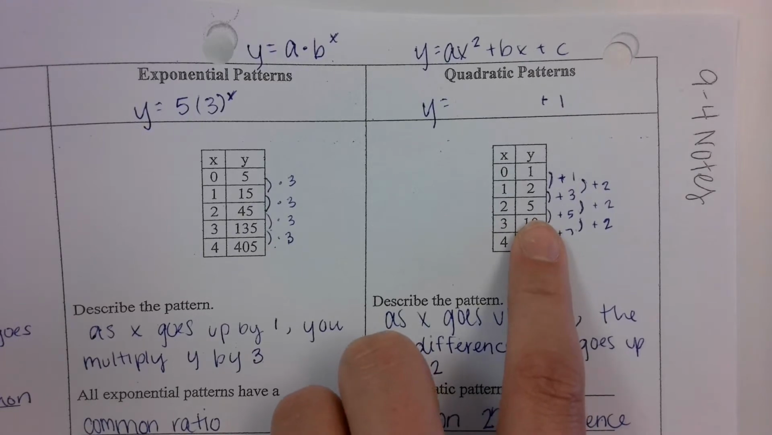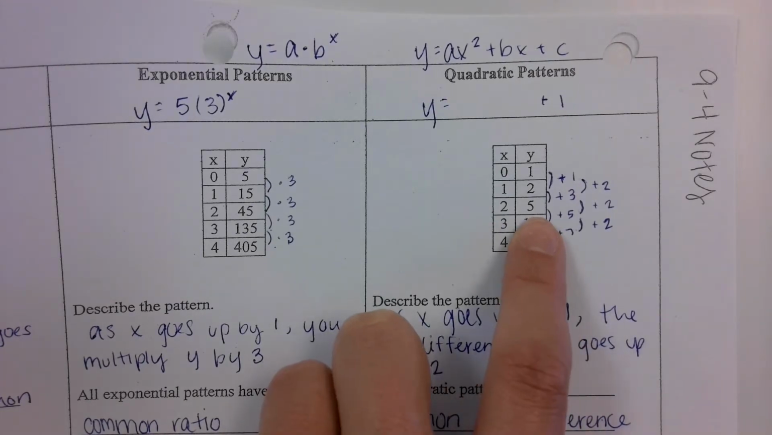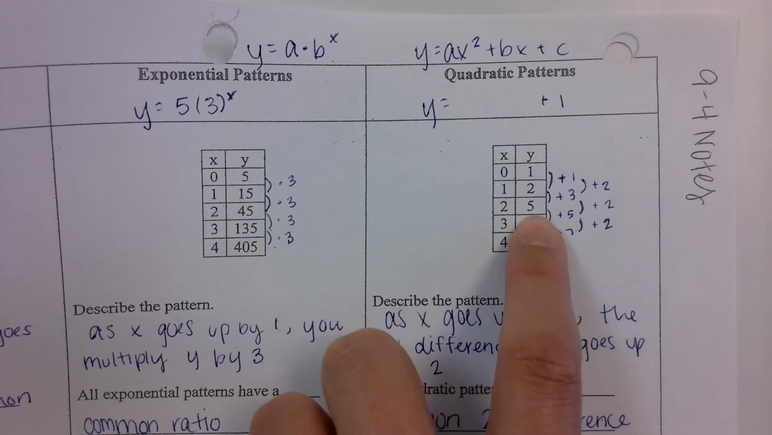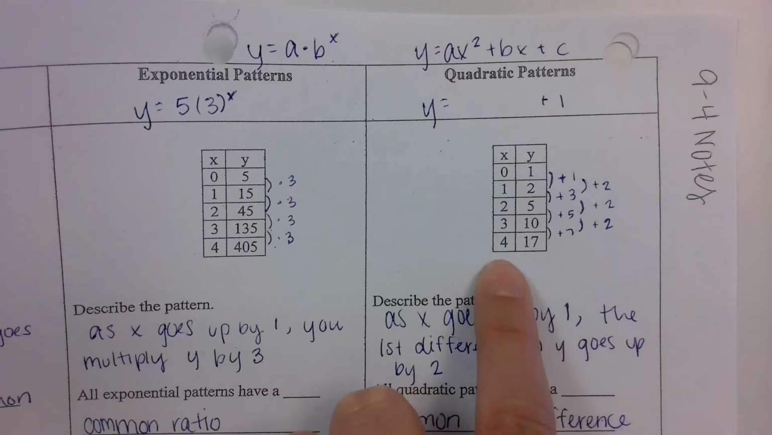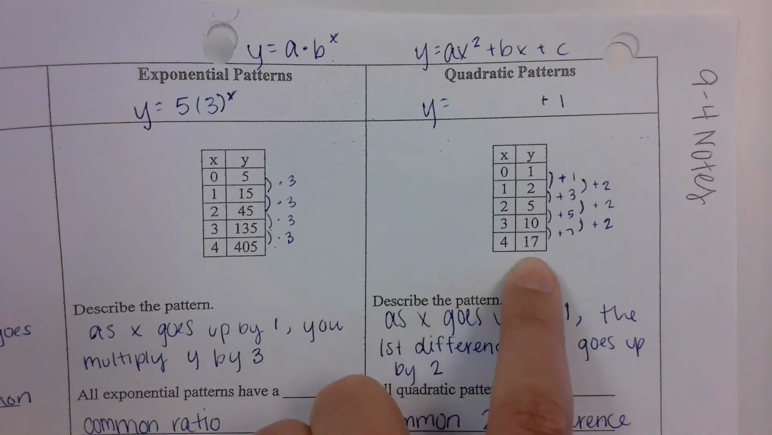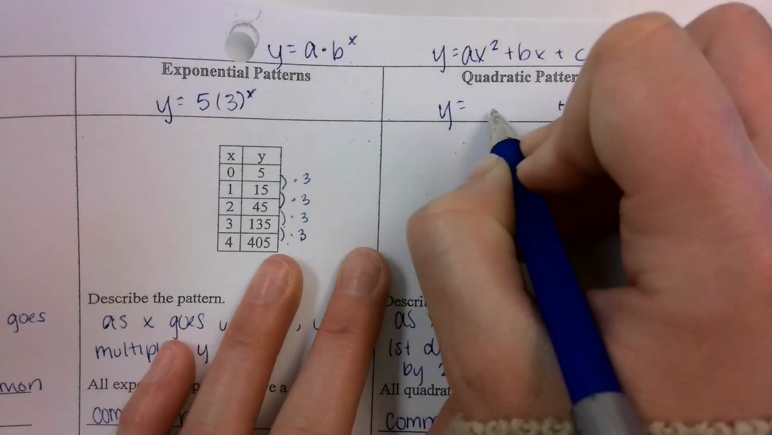Do you think anything else is happening here, or is it just x squared plus 1? I was thinking x squared plus 1. Let's check 3 and 4 to be sure. So if we do 3 squared, what do you get? Plus 1 gives you 10. If we do 4 squared, plus 1 gives you 17. Does that make sense? So you can do x squared plus 1.